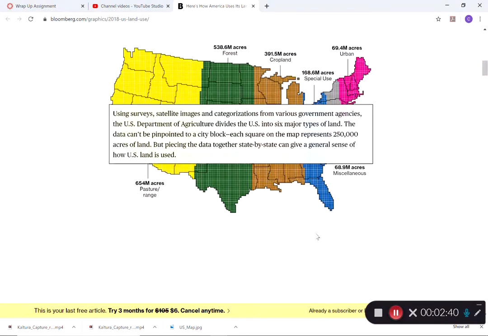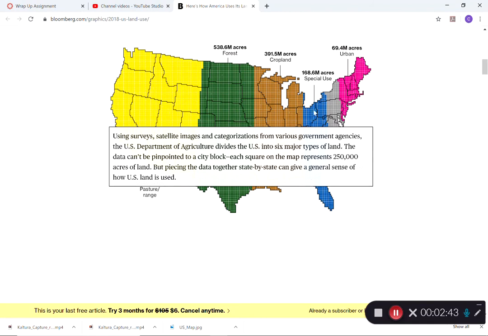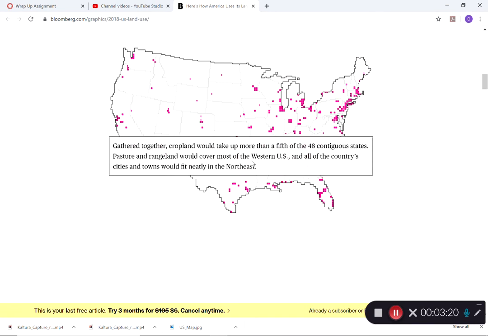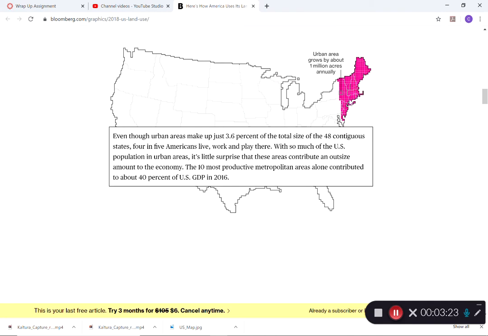And then if you scroll down, you can start to see how things are broken out by type. Overall, we have about 78 million acres of urban space, 168 million of special use, which again are those national parks, military bases, things like that. Just under 400 million acres of cropland, 538 million of forested lands, and pasture is about 654 million. You can see the big urban spaces here in pink. So that's about 3.6% of the total contiguous United States that is urbanized.